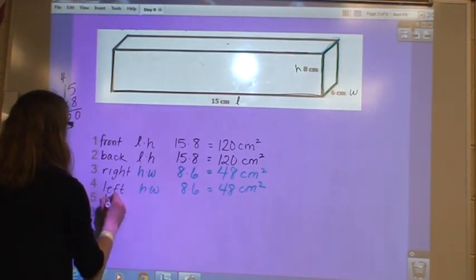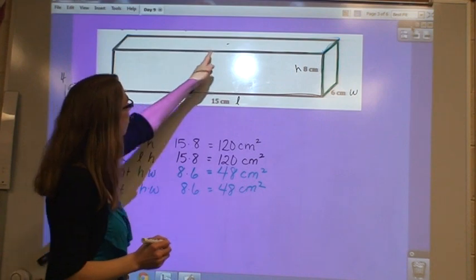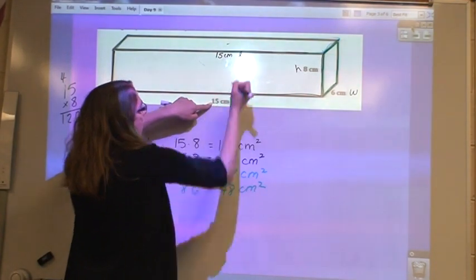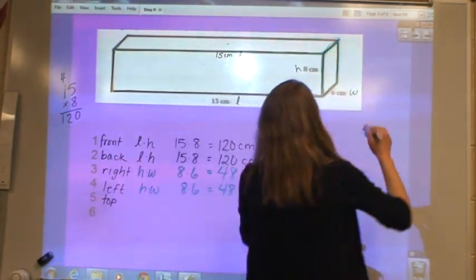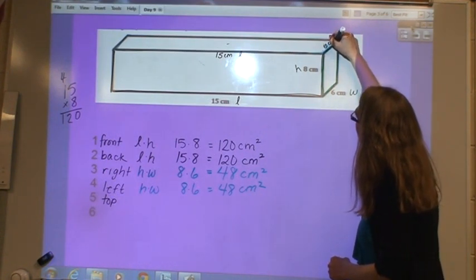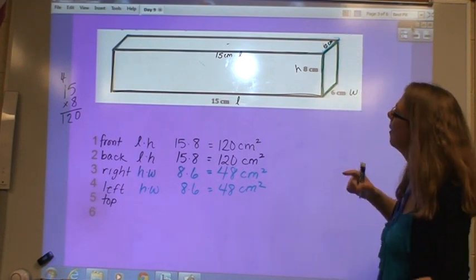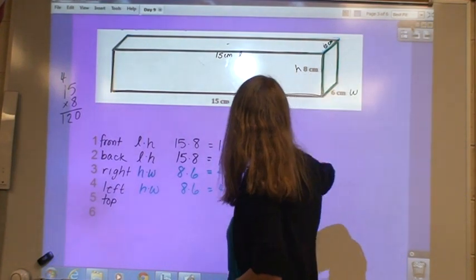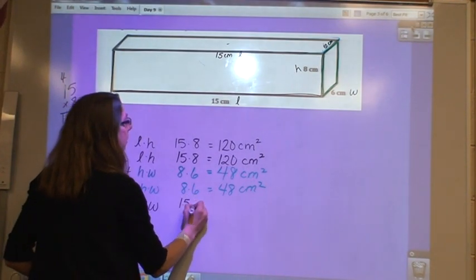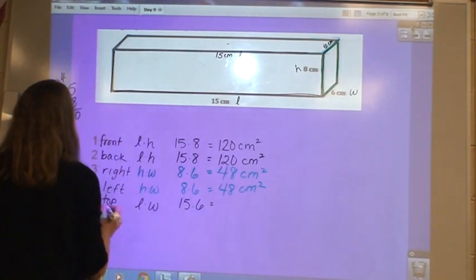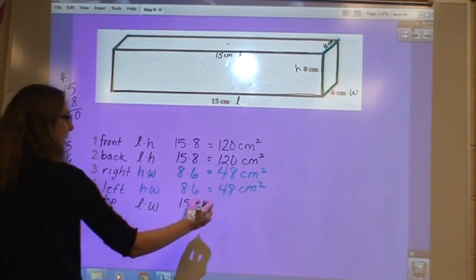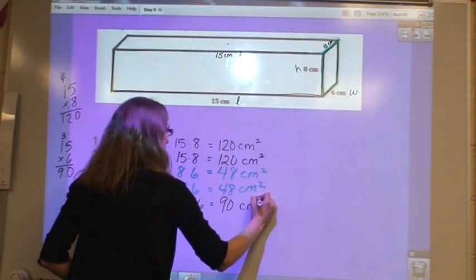So the top's a little bit harder to tell what numbers I'm using, but you know you're using this really long side, so if you notice, that's going to be the length. And then you have the depth here. Remember, this is not the 8, because that's not how high it is. That's how far back it goes. So this is going to be the same as 6 centimeters, because this edge and this edge are parallel. So I'm going to use the length times the width. So that's 15 times 6. And I don't know that one either, so I'm going to do that off to the side. So that's going to be 90 square centimeters.